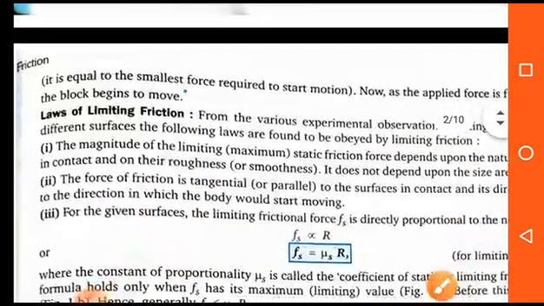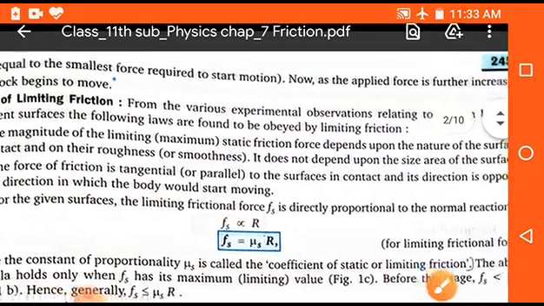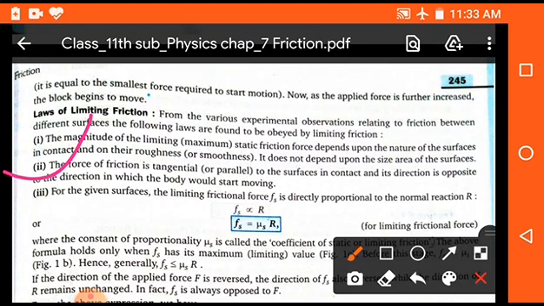Clear? Now student, there are some laws of limiting friction. First, the magnitude of the limiting friction or static frictional force depends upon the nature of the surfaces in contact and on their roughness. It does not depend upon the size of any object. Clear? Okay student. Now the next point is the force of friction acts tangentially, that means parallel to the surface in contact, and its direction is opposite to the direction in which the body starts moving.